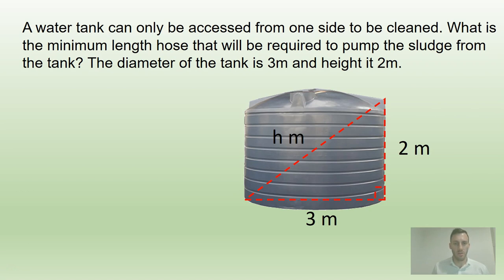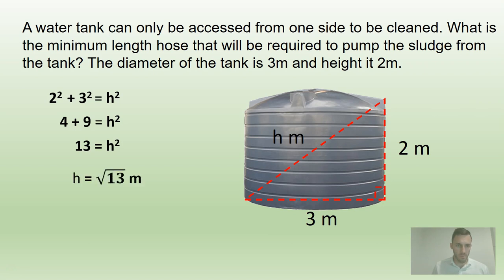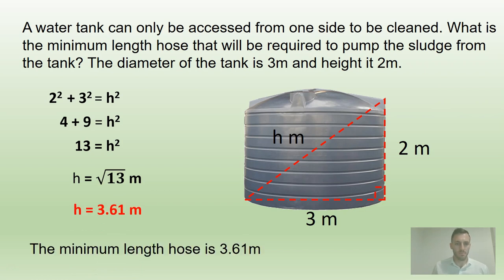In this case, we've labelled the hypotenuse for the triangle H for hose, and we can use Pythagoras' theorem to solve for the length of the hose. We write 2 squared plus 3 squared equals H squared. Now, we get 4 plus 9 equals H squared. We get 13 equals H squared. And we get H is the square root of 13 meters. In other words, H is 3.61 meters. The minimum length of hose is 3.61 meters in order to pump the sludge from the other side of the tank.